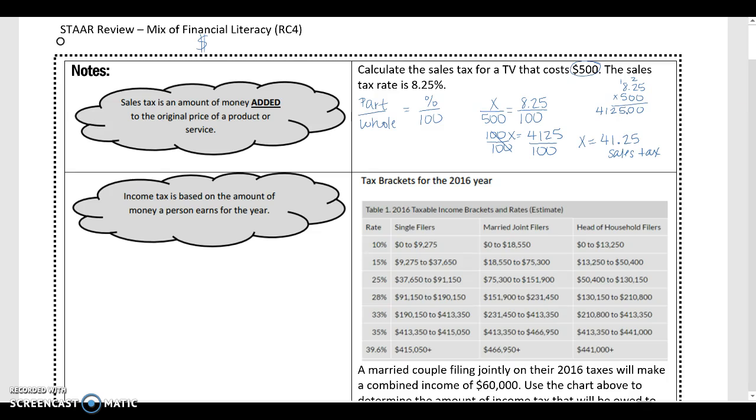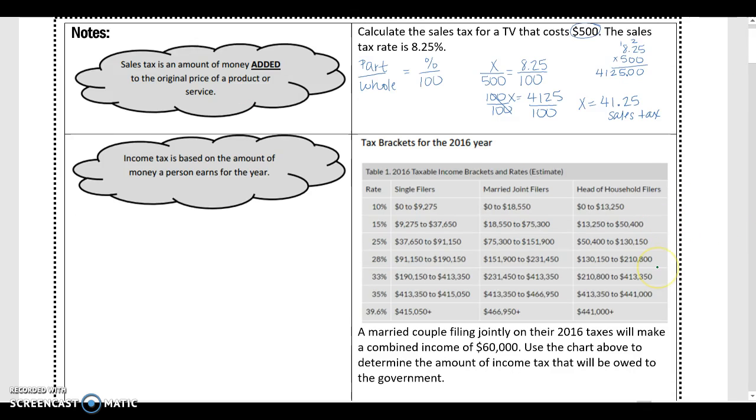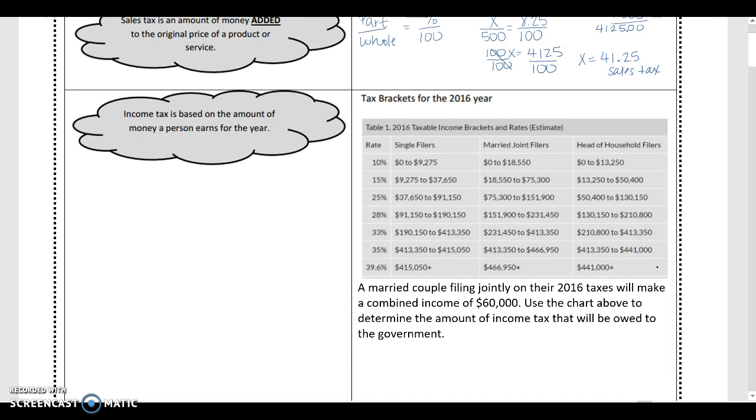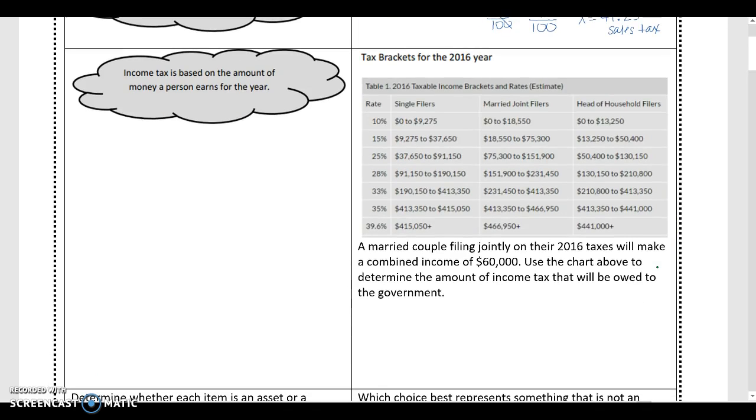Okay, so the next topic it says income tax is based on the amount of money a person earns for a year. So it says a married couple is filing jointly on their 2016 taxes and make a combined income of $60,000. Use the chart to determine the income tax that's owed. So for this, all we have to do is look at the chart. So it says it's a married couple filing jointly.